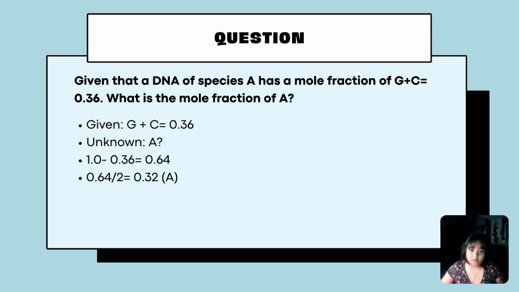In this question, given that the DNA of species A has a mole fraction of G plus C equated to 0.36, what is the mole fraction of A? So we're looking for the mole fraction of A, and 0.36 was given, which is subtracted from 1 in order to find the mole fraction of adenine and thymine. And so 1 minus 0.36 is equated to 0.64. But you have to divide it by 2 because you're only looking for the mole fraction of A. And so the answer for this is 0.32.